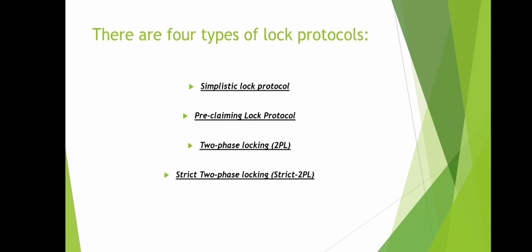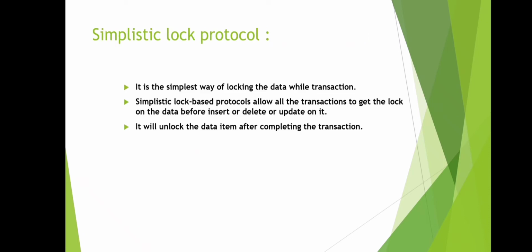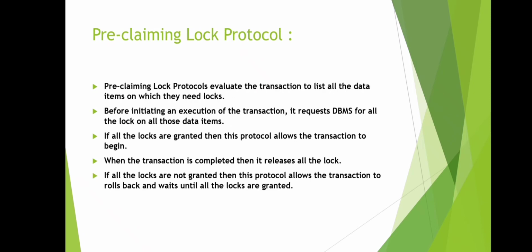There are four types of lock protocols: simplest lock protocol, pre-claiming lock protocol, two-phase locking (2PL), and strict two-phase locking (strict 2PL). Simplest lock protocol. It is the simplest way of locking data during a transaction. Simplest lock-based protocols allow the transaction to get the lock on the data before insert, delete, or update on it. It will unlock the data item after completing the transaction.